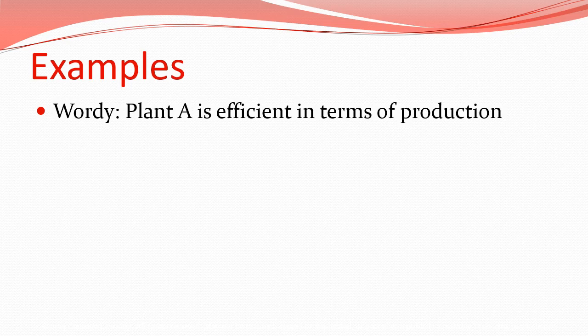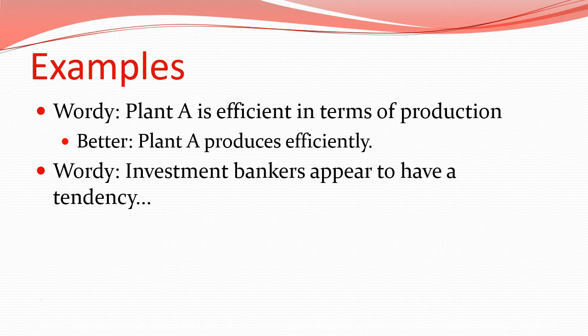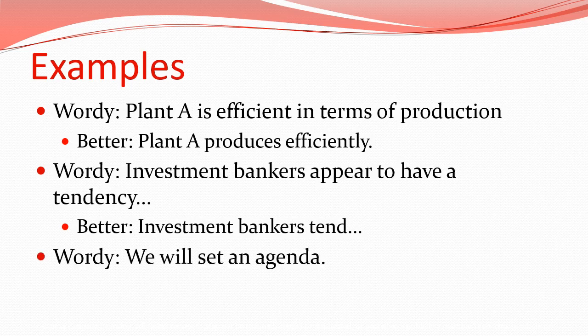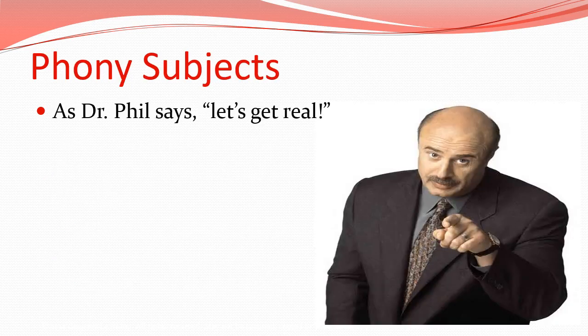So how about this? Plan A is inefficient in terms of production. How can we make that a better sentence? Why not say Plan A produces efficiently? Or even better, investment bankers tend to appear to have a tendency. How much more passive can we get? We can write investment bankers tend, if we still want to use the word tend, for example. We will set an agenda. What does that mean? We will plan an agenda. Set is passive. Plan. Oh, I like the sound of that word. It sounds like we're making things happen.